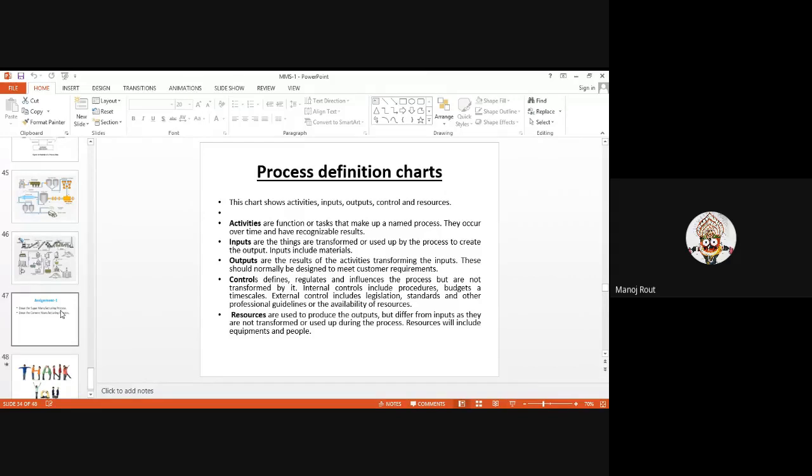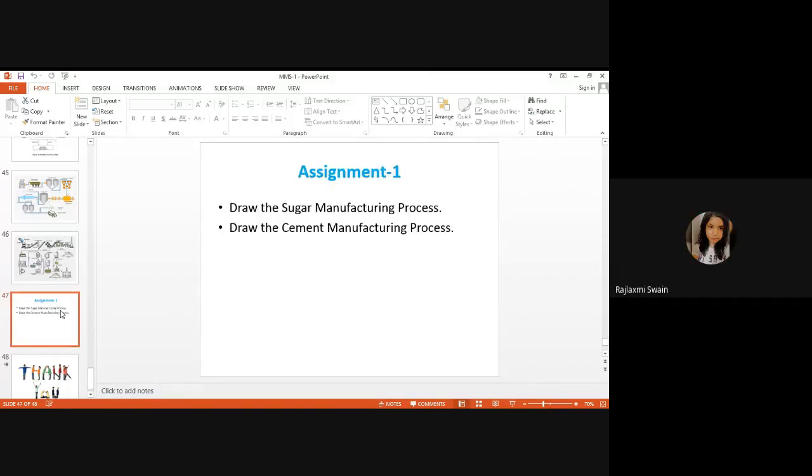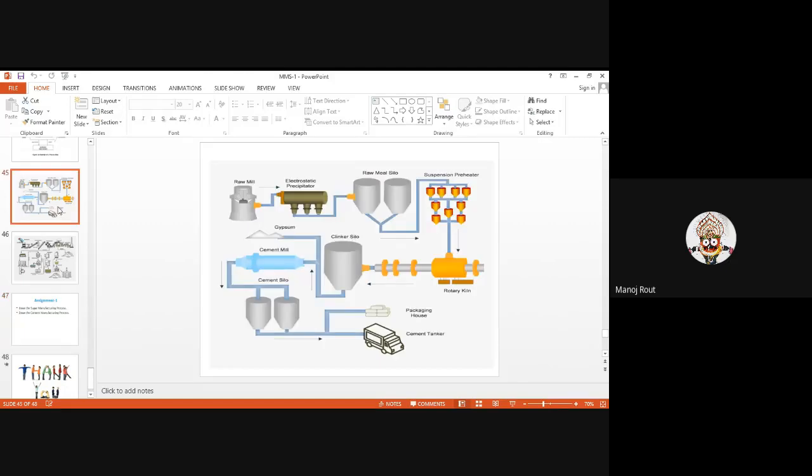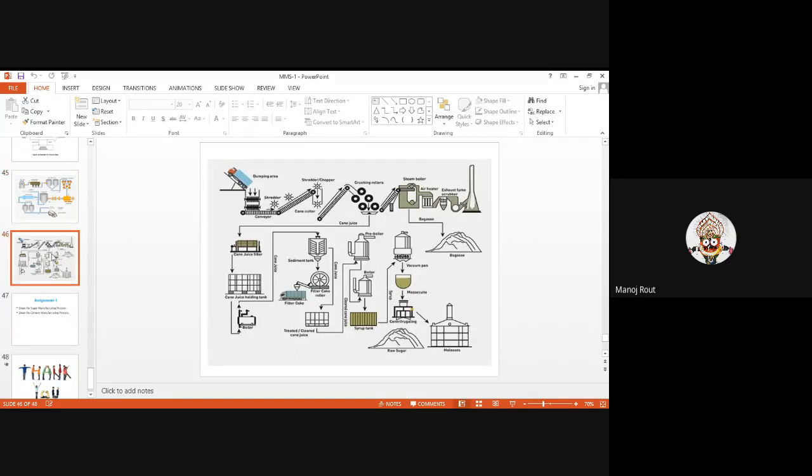Hello. All of you listen. Yes, sir. There is a small assignment for all of you. So you have to submit an assignment, that is, draw a sugar manufacturing process and draw a cement manufacturing process. You have to draw only the block diagram. Okay, sir. And I have already provided the process. This is the cement and this one is for your sugar.